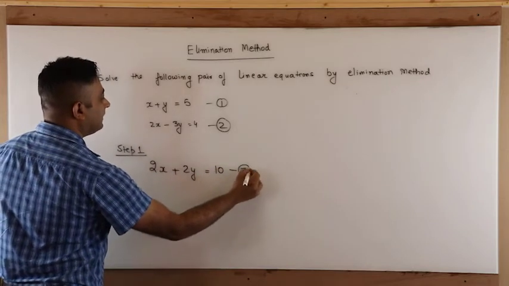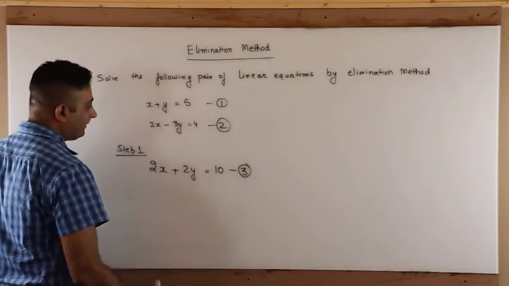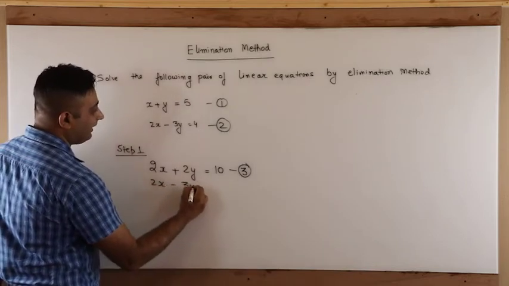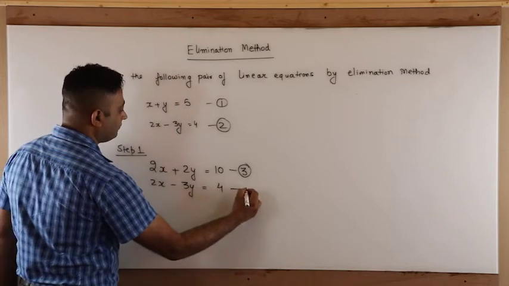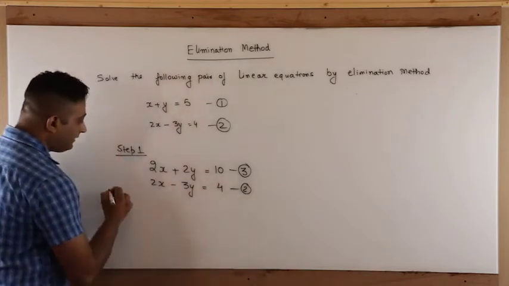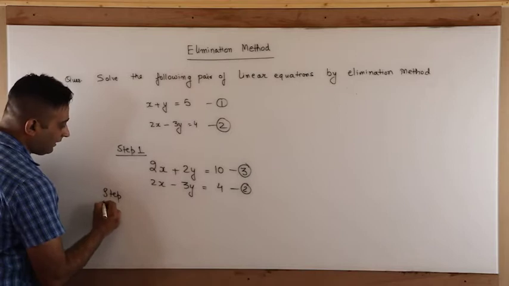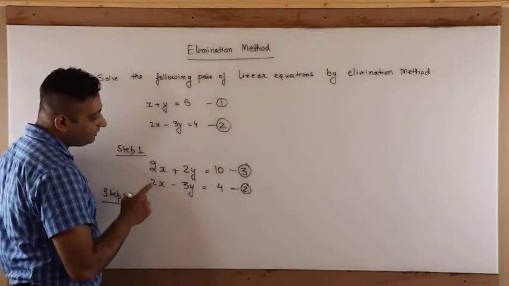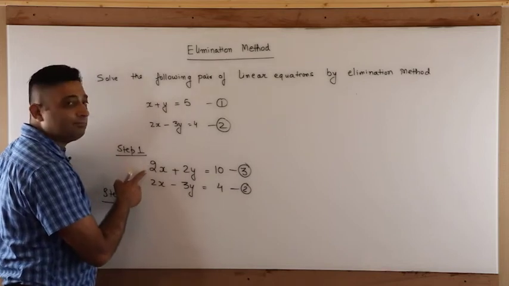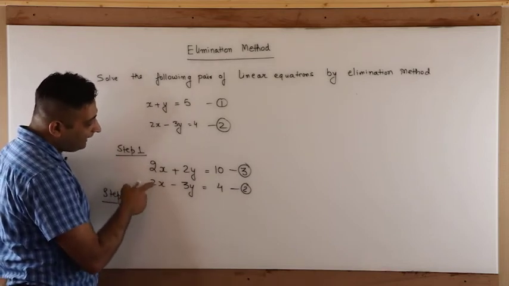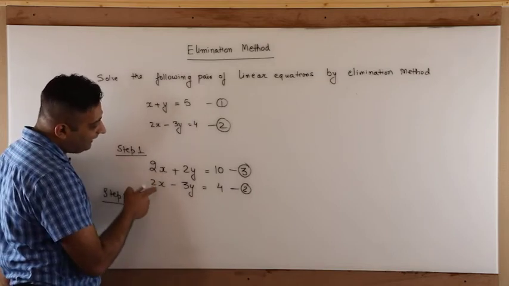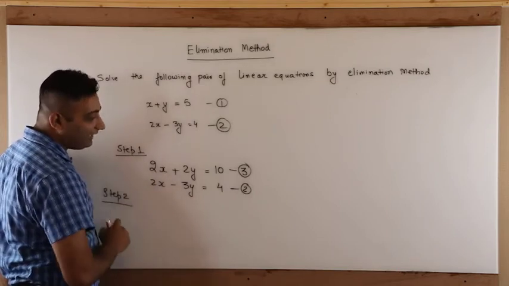Let us name this equation number 3 and rewrite the equation number 2, that is 2x minus 3y equals to 4. Now in step number 2, we will subtract these two equations. The purpose of multiplying equation number 1 by 2 is to make the coefficients of one variable equal. So in this we made the coefficient of x equal.